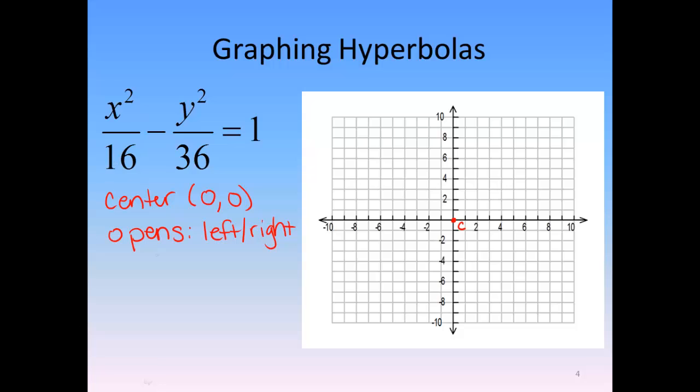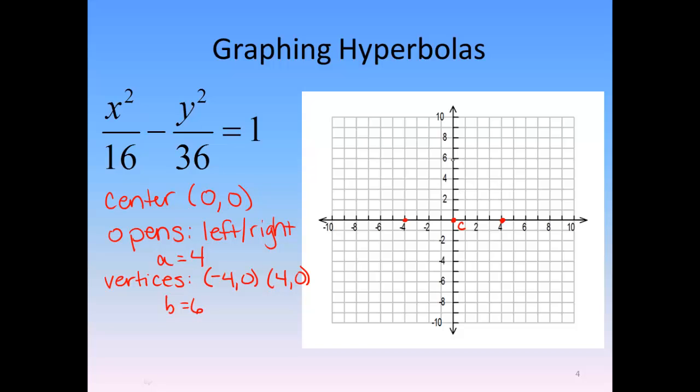Underneath the x squared is 16. So my A is 4. Since it's going left and right, that means I'm going to go 4 left and 4 right. And those are going to be my vertices: negative 4, 0 and positive 4, 0. Okay? Now this 36 does tell me I have a B value of 6.